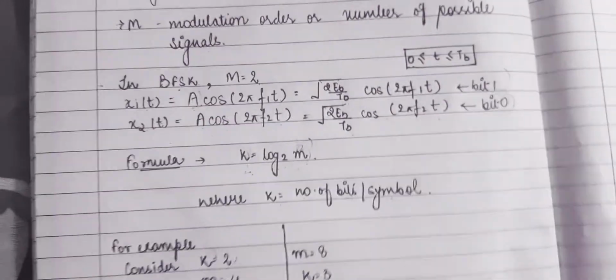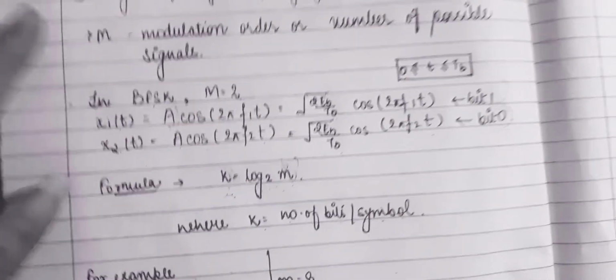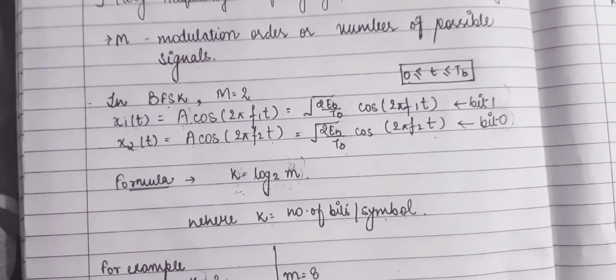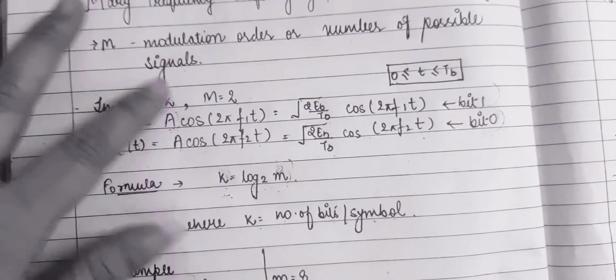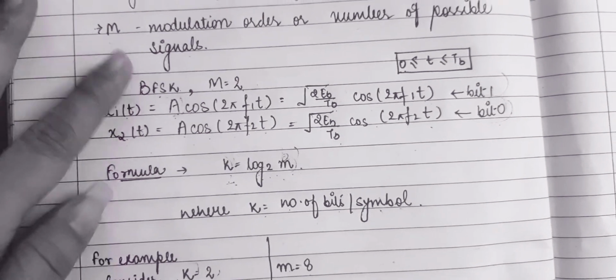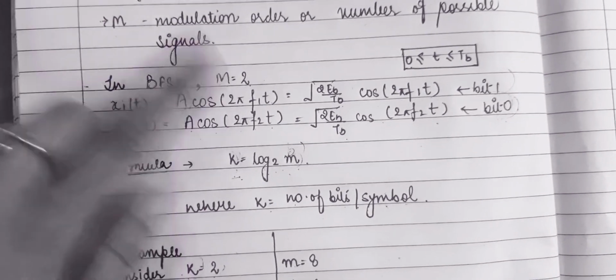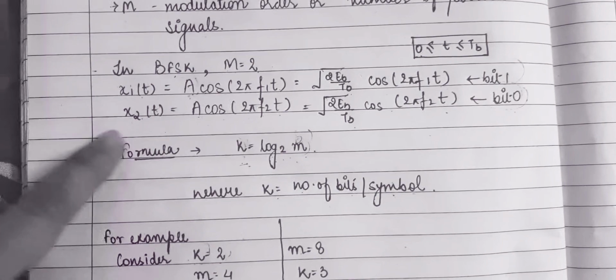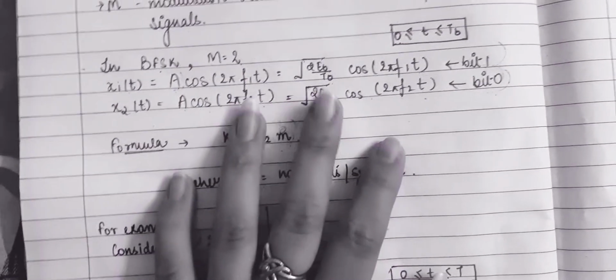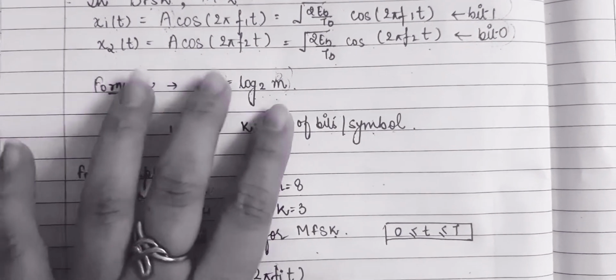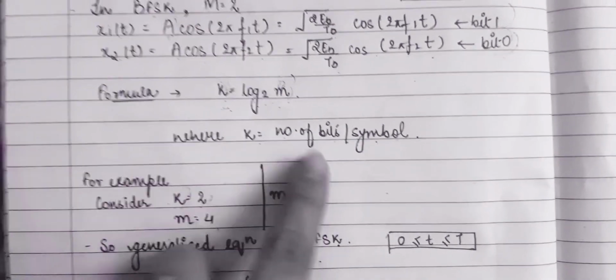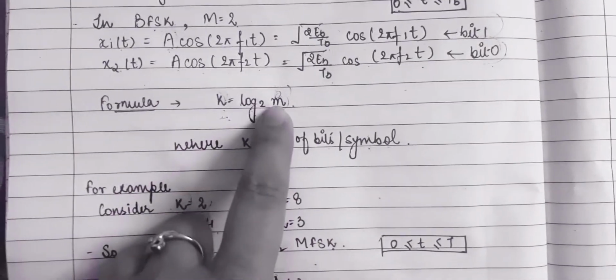So what we did, just memorize it. I'll be summarizing it once more. Here M represents the modulation order, or the number of possible signals. If we consider BFSK, that is binary frequency shift keying, where M is equal to 2, we will have 2 signals, that is x1(t) and x2(t). We have represented them in terms of energy per bit. The basic formula is that k is equal to log base 2 of M, where k represents the number of bits per symbol and M is your modulation order.